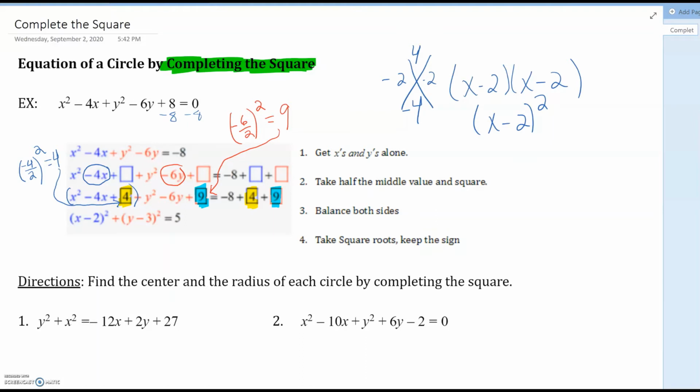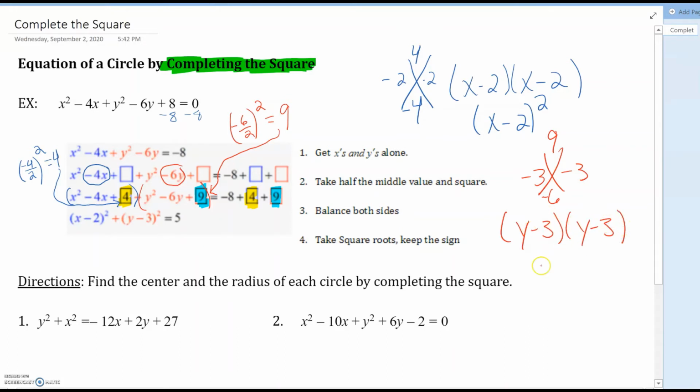All right. For the red ones, so if I have y, so if I have that part, I'd have the 9 on the top, negative 6. Okay, the only thing is I multiply negative 3 and negative 3. So I'd have y minus 3 times y minus 3, or y minus 3 squared, because there's two of them.